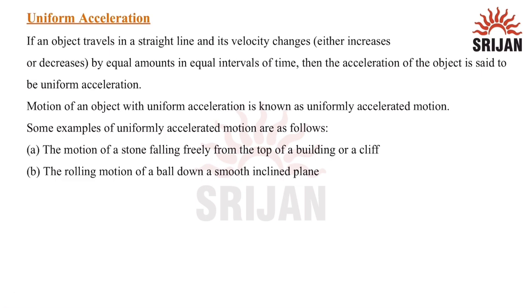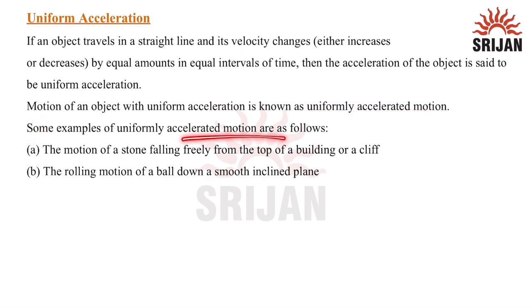Now, what is uniform acceleration? If an object travels in a straight line and its velocity changes, either increases or decreases, by equal amounts in equal intervals of time, then the acceleration of the object is said to be uniform acceleration. Motion of an object with uniform acceleration is known as uniformly accelerated motion.